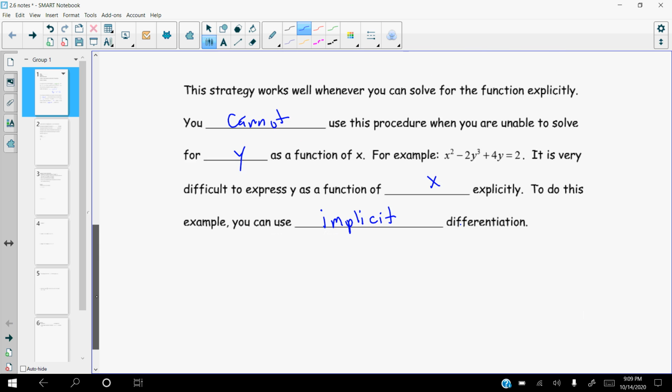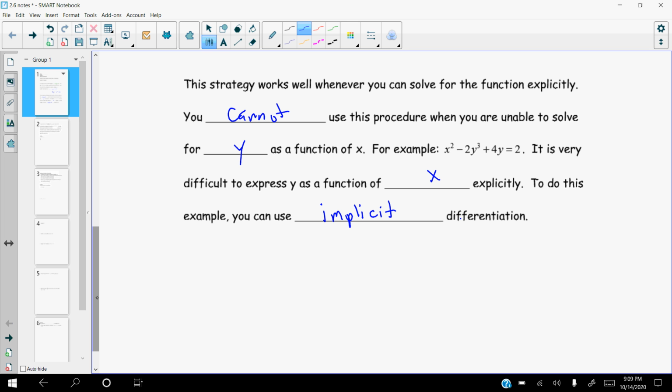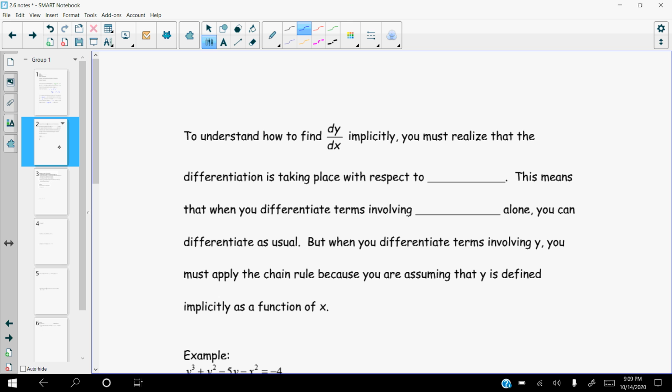And implicit in this case means that we are implying something. Okay, something here is going to be implied. All right, so let's take a look at the next page here. There we go, and see if we can figure this out. To understand how to find dy over dx implicitly, you first have to realize the derivative is taking place with respect to x. Basically, that means x is your independent variable. It's the thing that would be your input. You would input something into x, and then you would get out something for y.